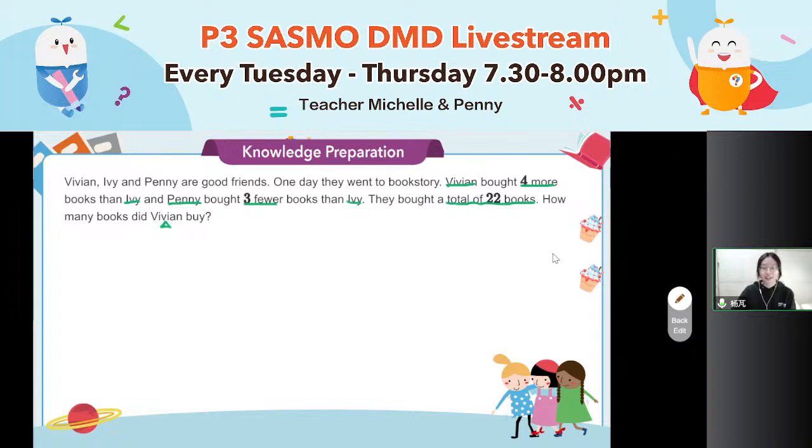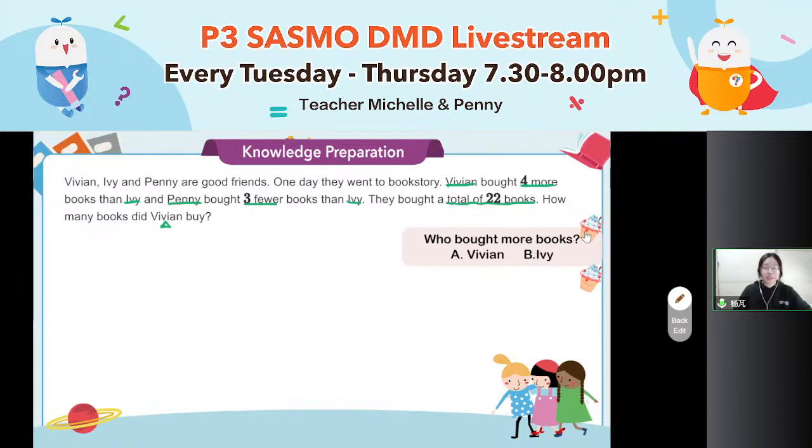The first sentence tells us about Vivian and Abby. Can you tell me who bought more books? Vivian bought more or Abby bought more? A or B? You can type A or B in the chat box. I will see it. So quick. Good job. So obviously, because it says Vivian bought 4 more, absolutely Vivian should be more, right?